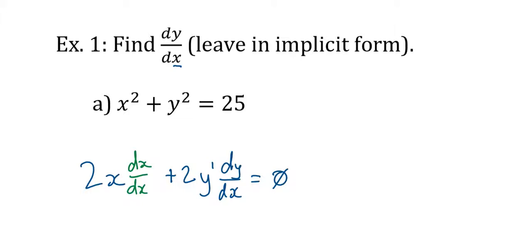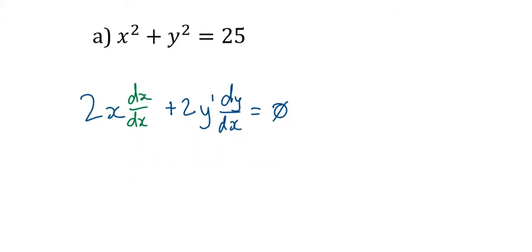Any questions about that? Now, it says find dy by dx. We haven't done that yet. We've only taken the derivative. So what do we have to do? Rearrange and isolate for dy by dx. So I'm going to move the 2x to the other side. Then divide both sides by 2y.